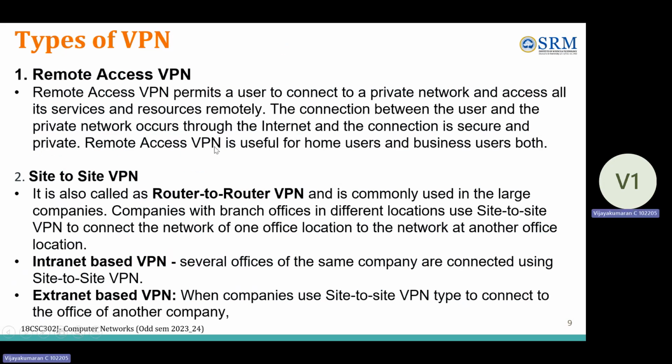Then you will see the different types of VPN. There are several categories of VPNs available. The first one is the remote access VPN, which permits you to connect to a private network and access all its services and resources remotely. The connection between the user and the private network occurs through the internet, and the connection is secure and private, which is useful for home users and for some use cases in the business scenario.